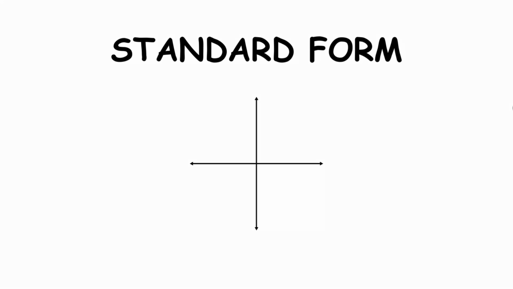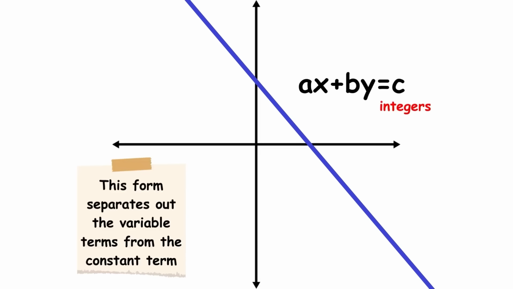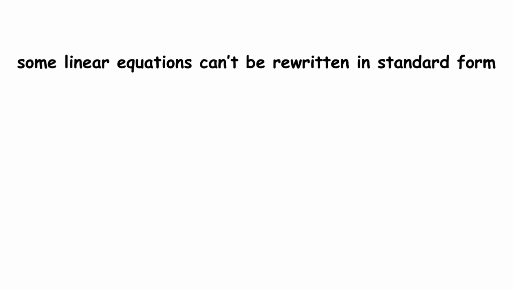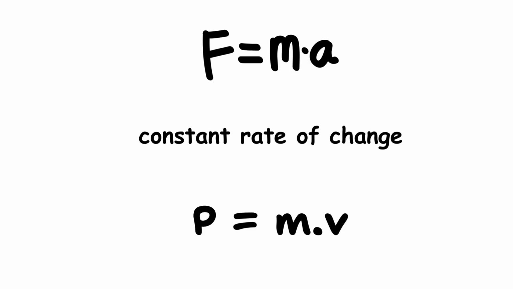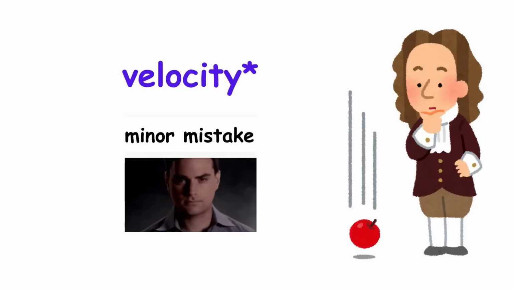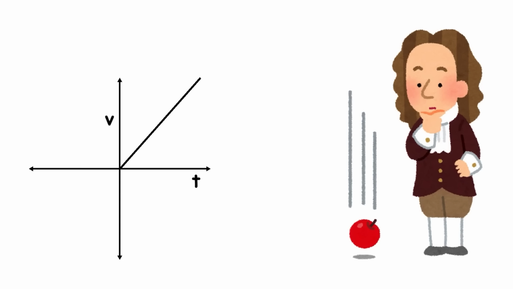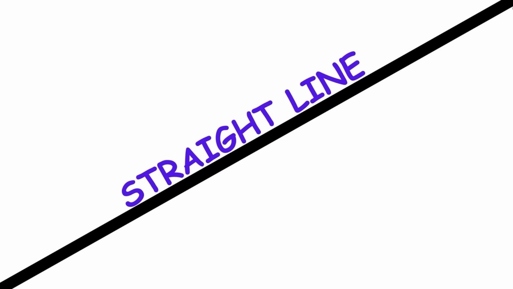The final common form is called standard form, which is ax plus by equals c, where a, b, and c are integers. This form separates out the variable terms from the constant term. However, note that some linear equations can't be rewritten in standard form, like y equals square root 2 times x. Linear equations are used to model variables with a constant rate of change. For example, the acceleration of a falling object is proportional to the time it has fallen, so the graph of a falling object's acceleration over time is a straight line.